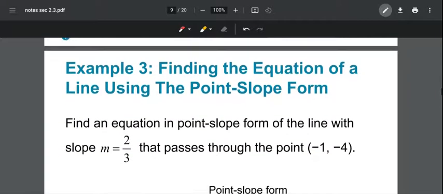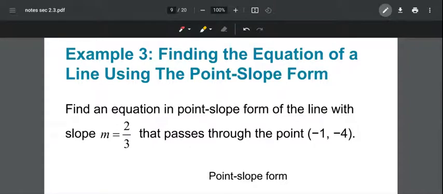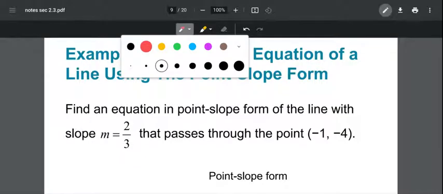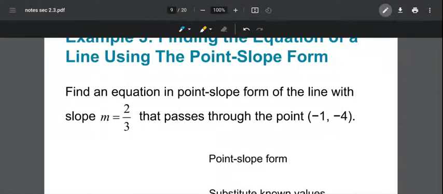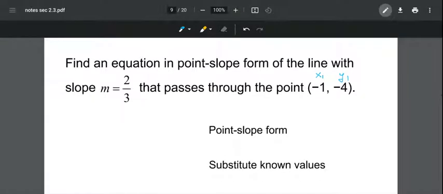Let's do example 3. Find the equation of the line using the point-slope form. Okay, so we know the slope and we know the point. That means we have that x1 and y1. So first I'm going to write the point-slope form. y minus y1 equals m times x minus x1. And we're going to do the substitution.